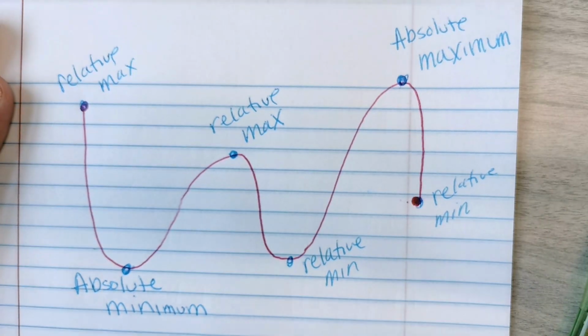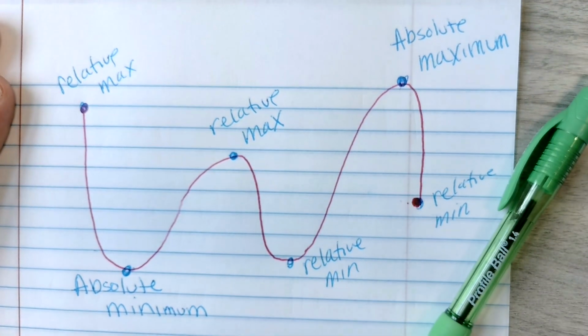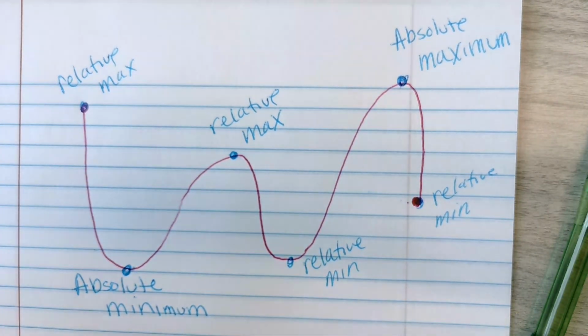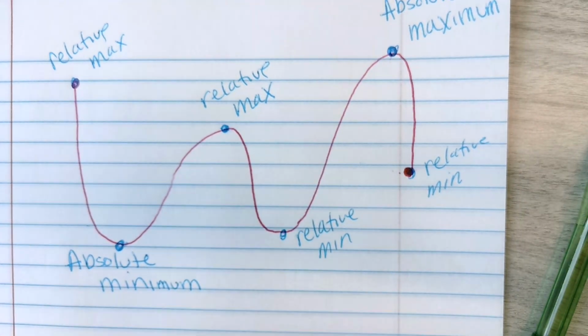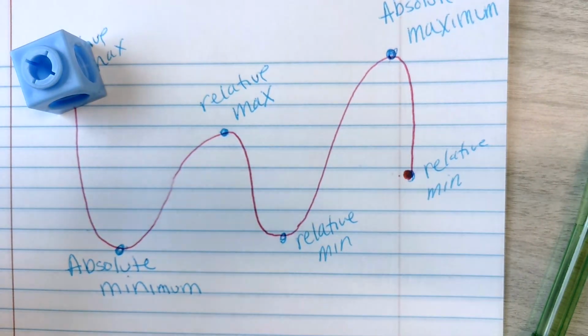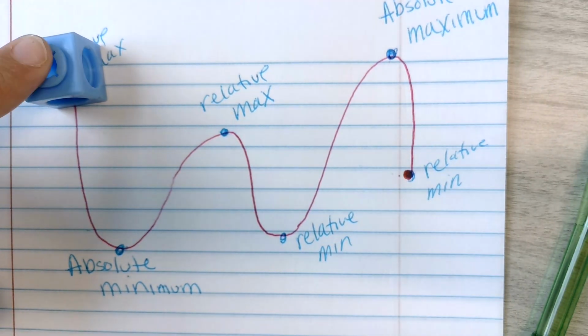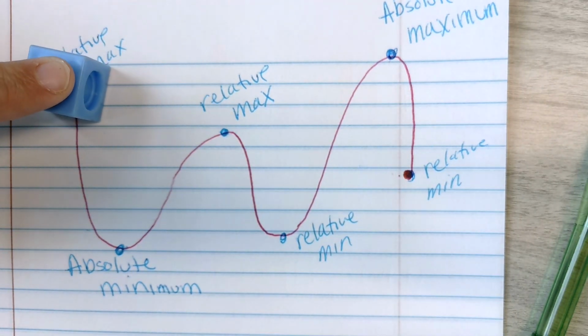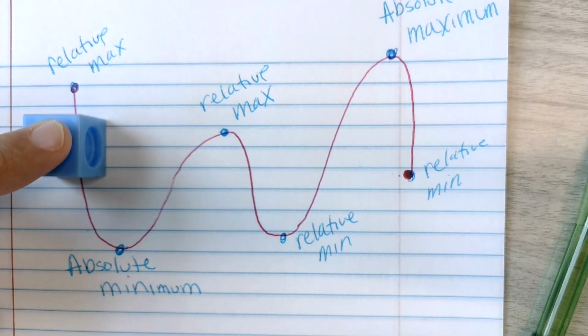Now what we're going to look at is intervals of increasing and decreasing. Once you mark your relative mins and relative maximums, it's easier to see your intervals of increasing and decreasing. One way to do this is to think of it as a little roller coaster. Here's my little roller coaster. We're going to go along the graph with our roller coaster, and we're going to think about our movement.